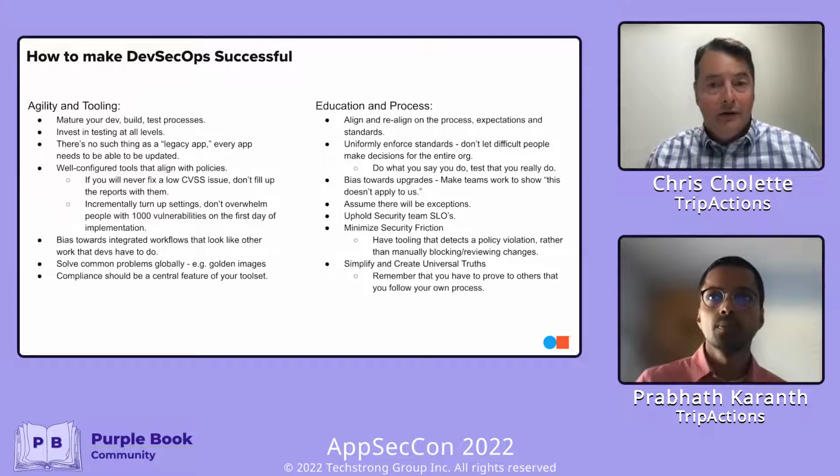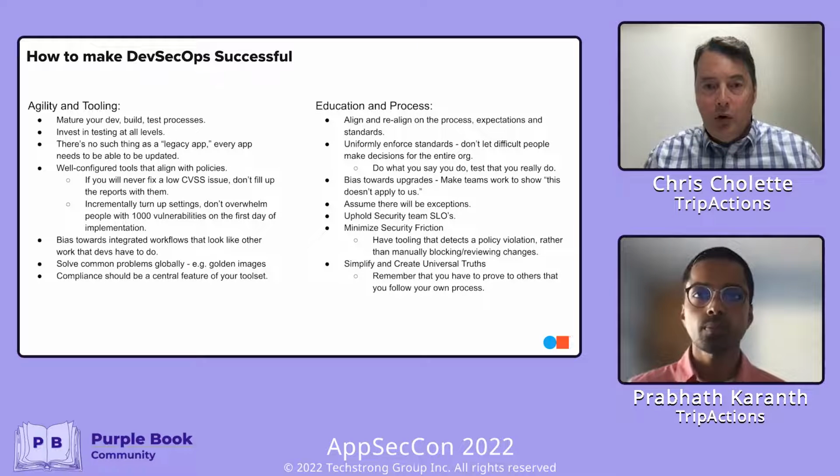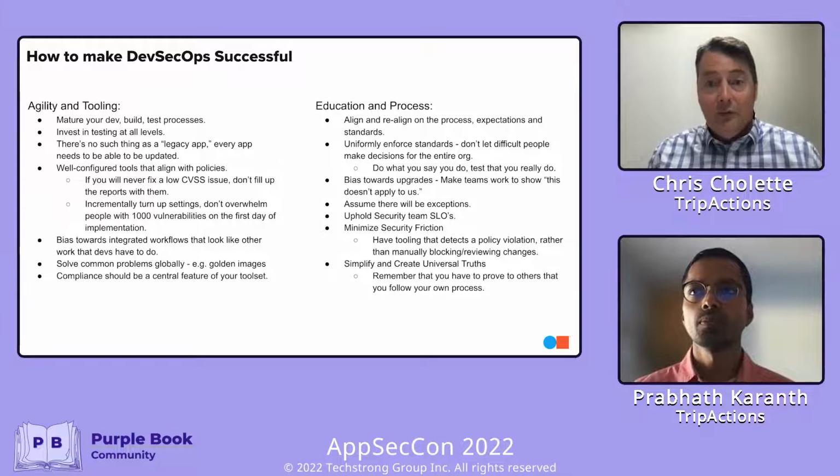Uniformly enforce standards. There's always like a troll under the bridge, or some sort of person or team that you don't want to interact with because they're difficult in some way, shape, or form. You can't let these people make decisions for the entire organization. You have to make sure that the standards are applied uniformly.